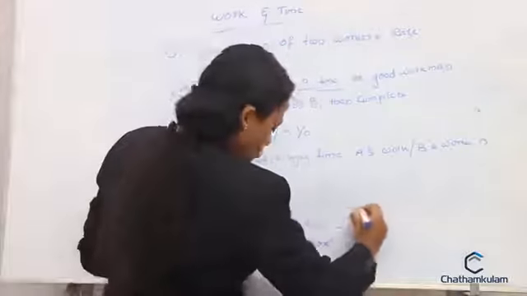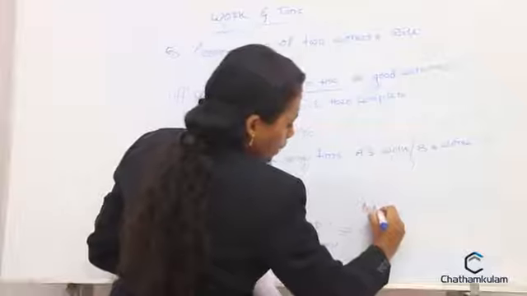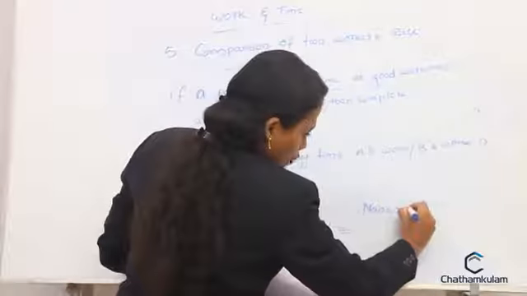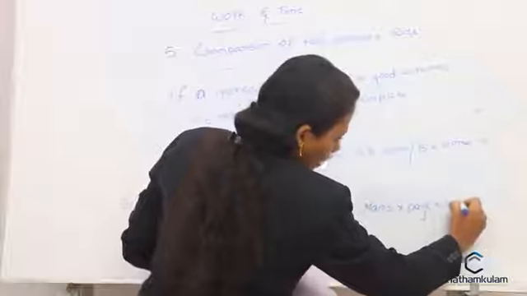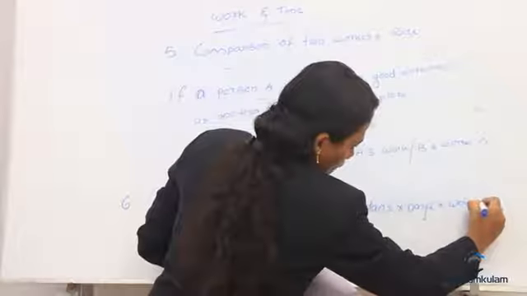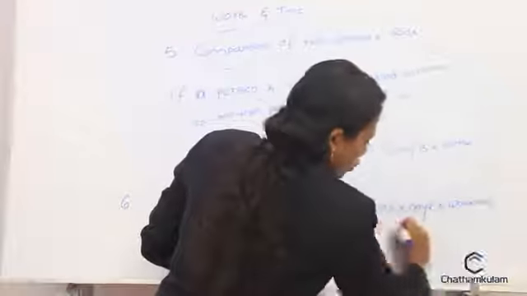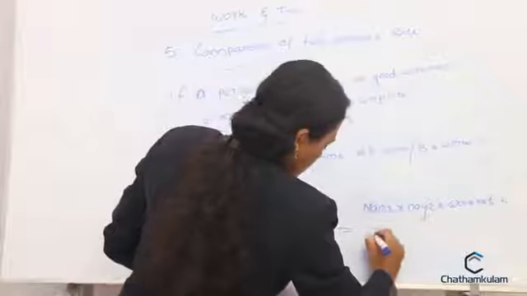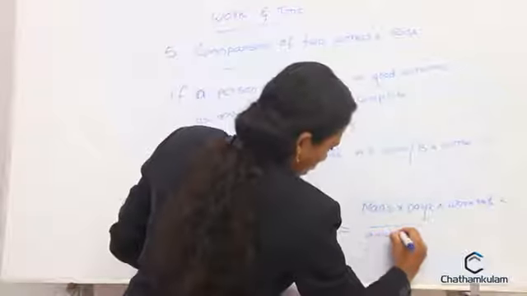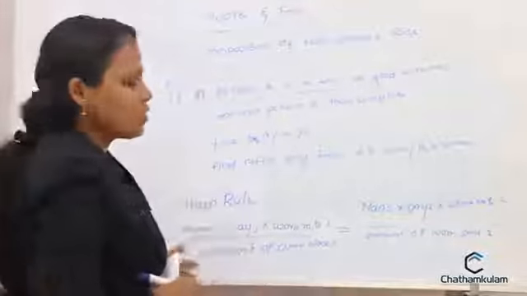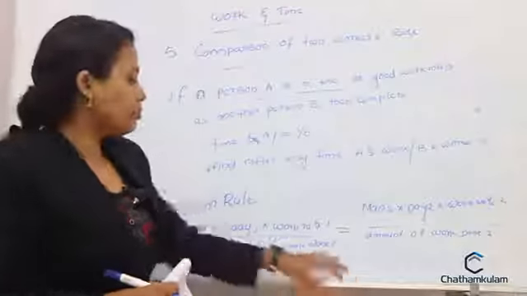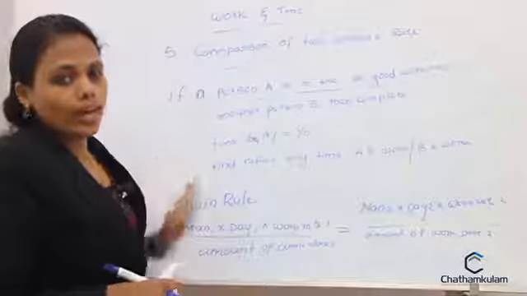equal to another person. We are talking man 2 into day 2 into work rate 2 divided by the amount of work done. This is the sixth chain rule of calculating work and time.